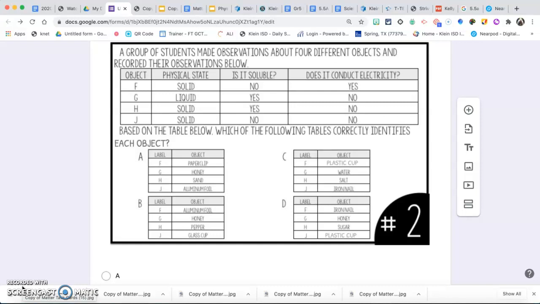Choice C. Label F, object plastic cup. Label G, object water. Label H, object salt. Label J, object iron nail. Choice D. Label F, object iron nail. Label G, object honey. Label H, object sugar. Label J, object plastic cup.